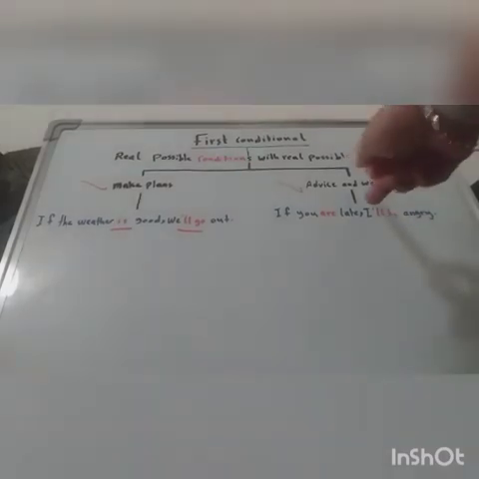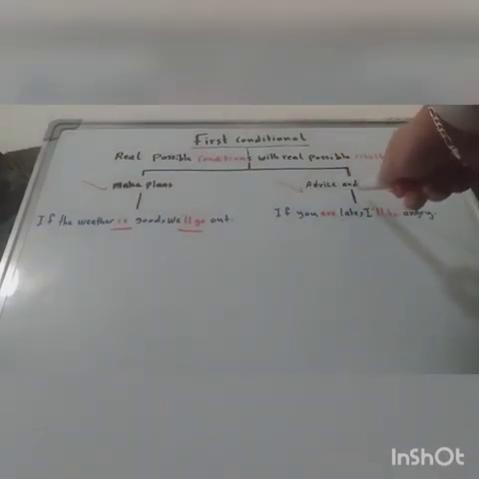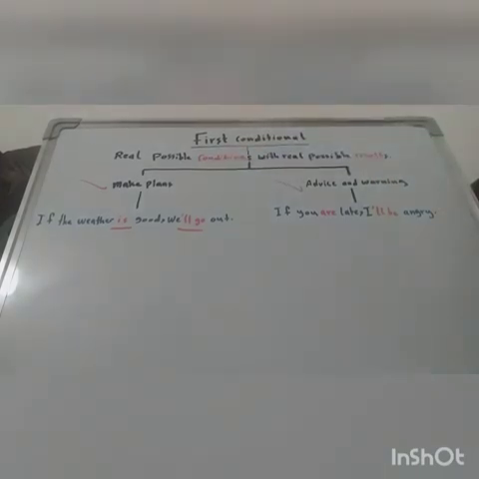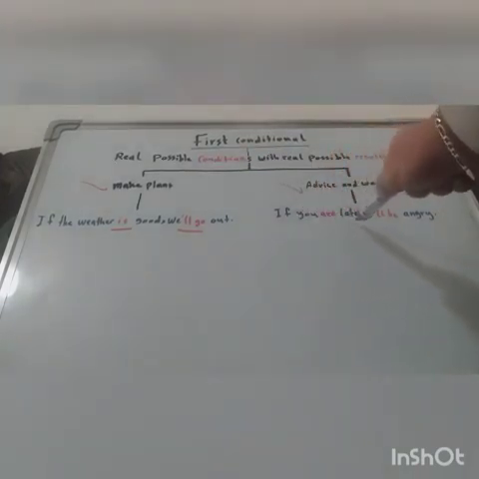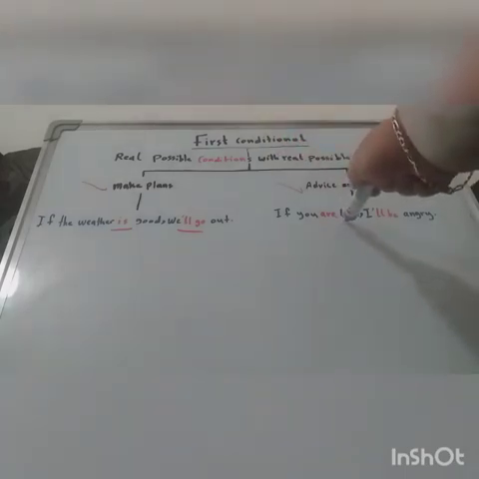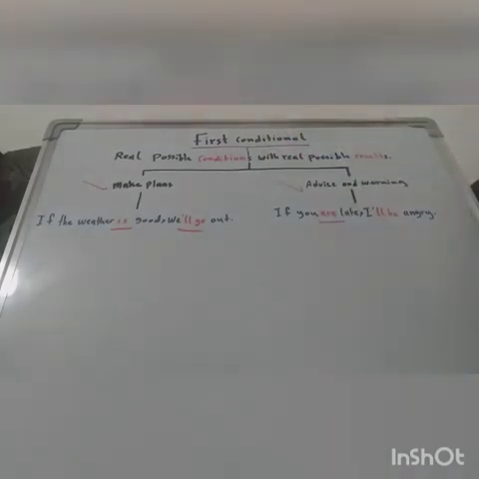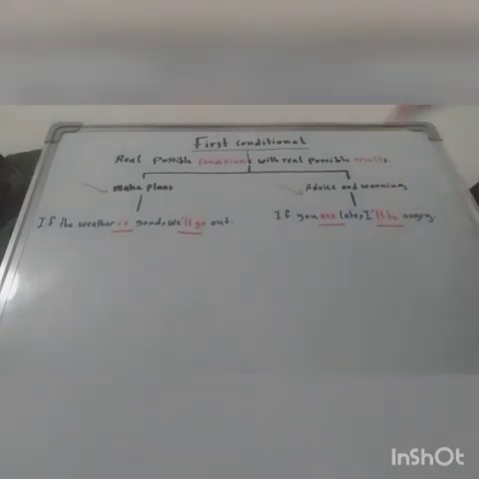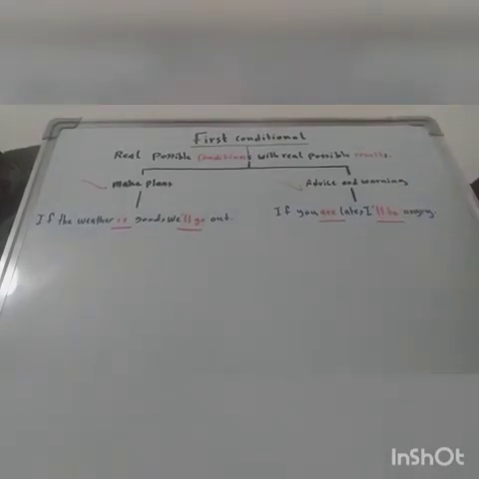And here's another example of how we give advice and warnings. If you are late, I'll be angry. So here is the present simple form of the verb to be and will plus the infinitive form of the main verb.